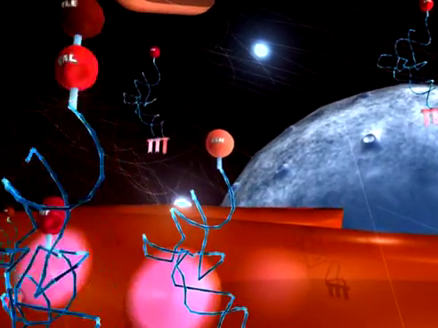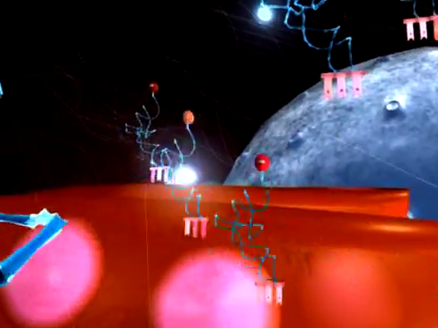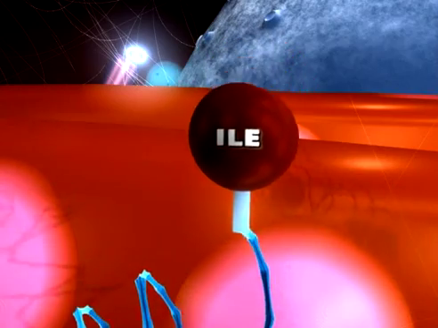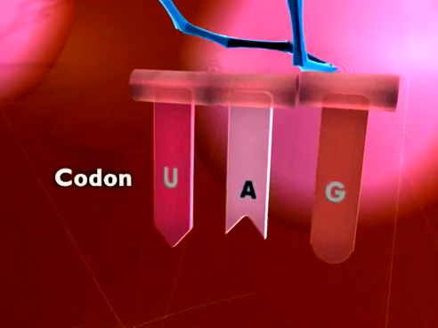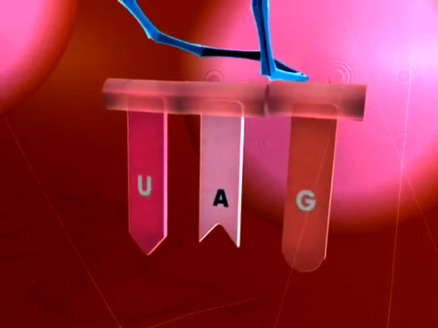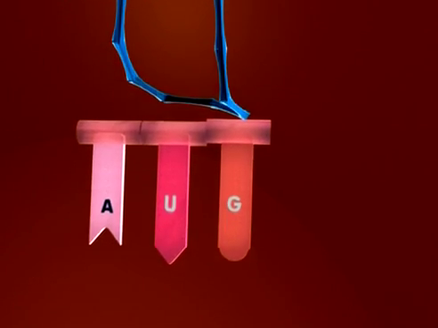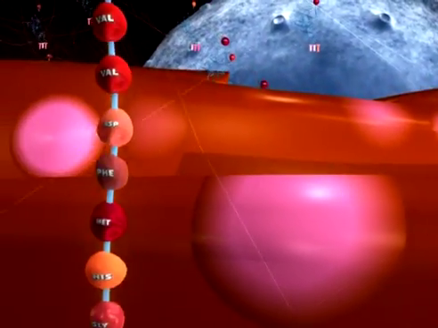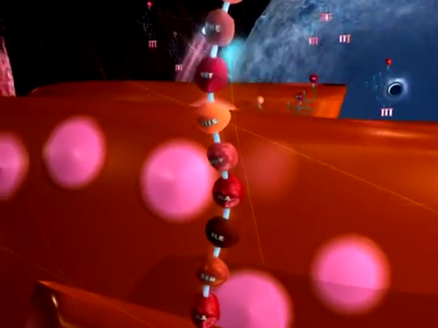Amino acids are attached to transfer RNA. Each tRNA molecule binds to a specific amino acid and a specific triplet of bases called a codon. For example, the codon AUG codes for the amino acid methionine. There is a total combination of 20 different amino acids that make all the proteins in the body.